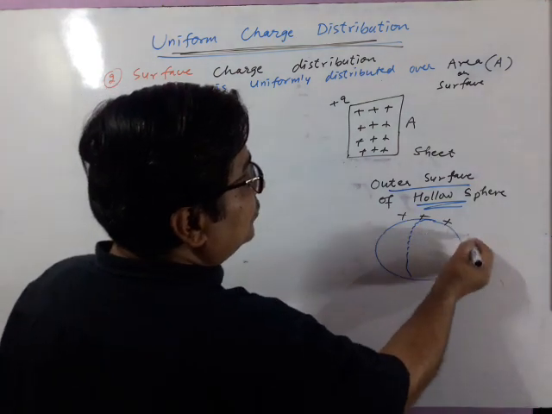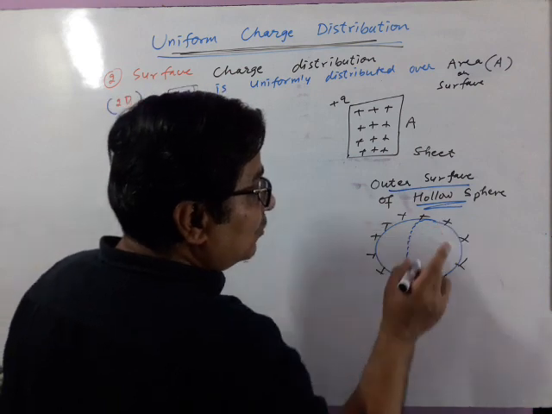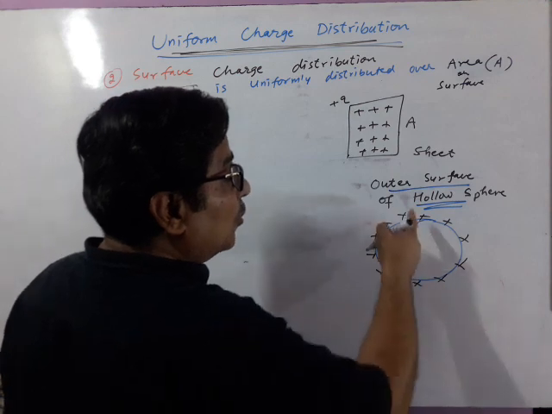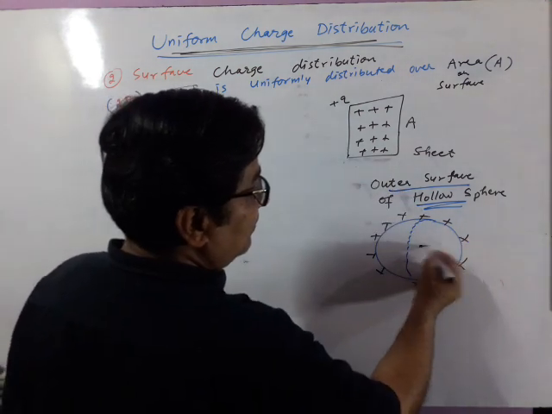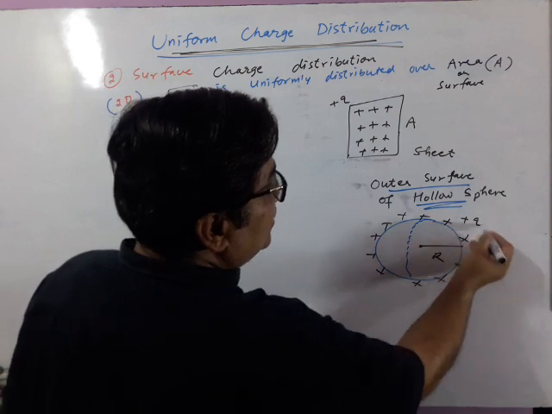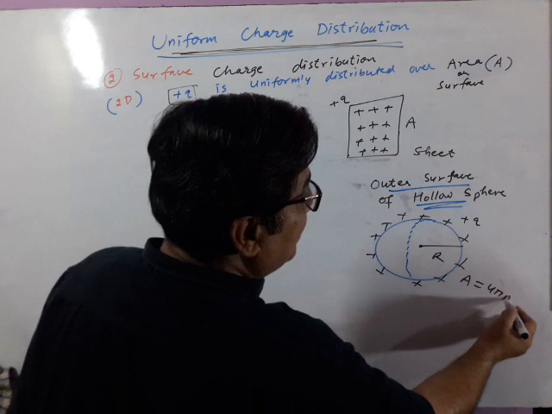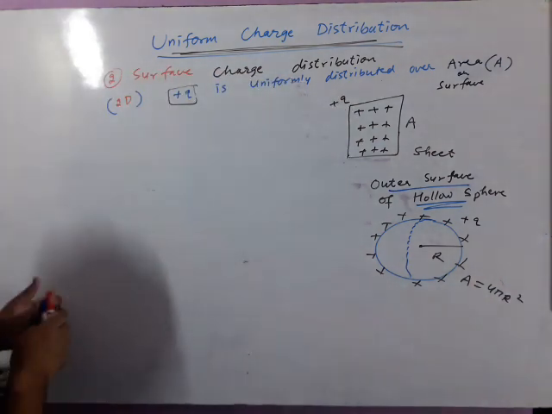So charge is distributed on the outer surface of a hollow sphere. I am not saying solid sphere. A solid sphere is three dimensional. For a hollow sphere, the distribution of charge is two dimensional. So this is plus q charge distributed over the outer surface, over the whole area 4 pi r square. So how to write this?